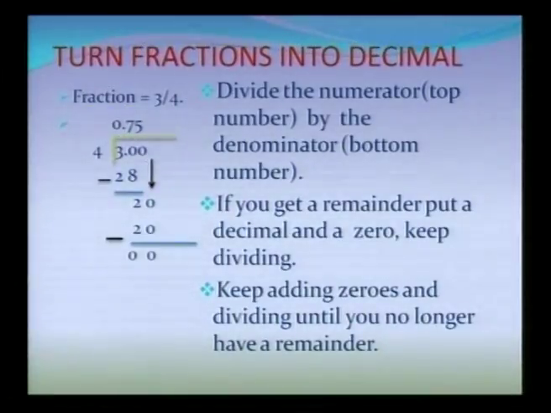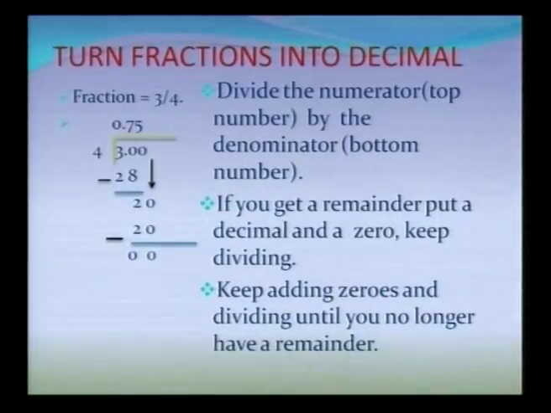Friends, now turn a fraction into a decimal. Divide the numerator, the top number, by the denominator, the bottom number. If you get a remainder, put a decimal and a 0. Keep dividing, keep adding zeros and dividing until you no longer have a remainder.